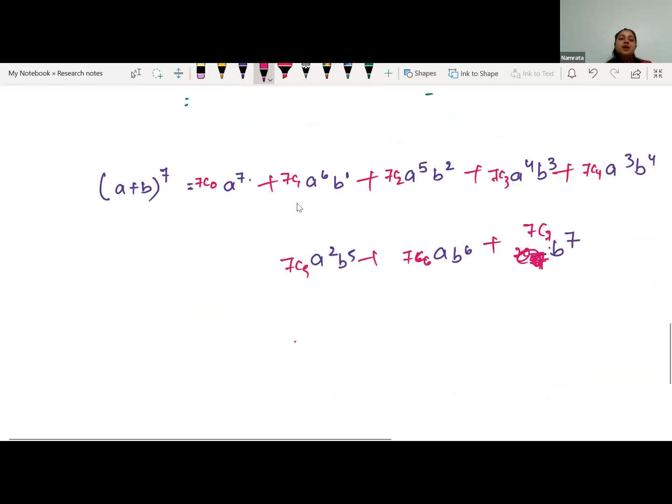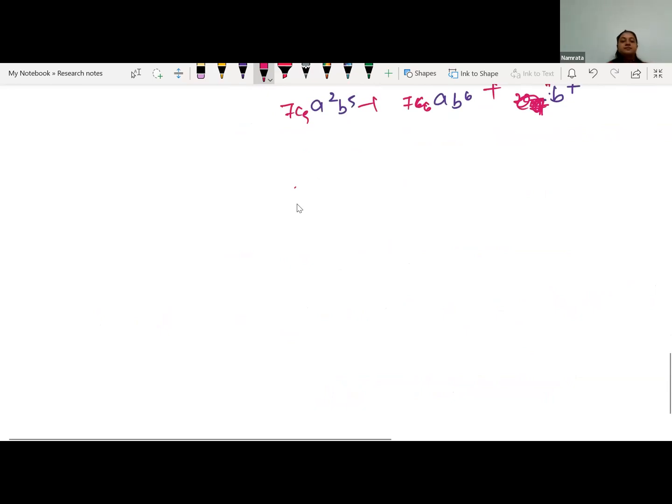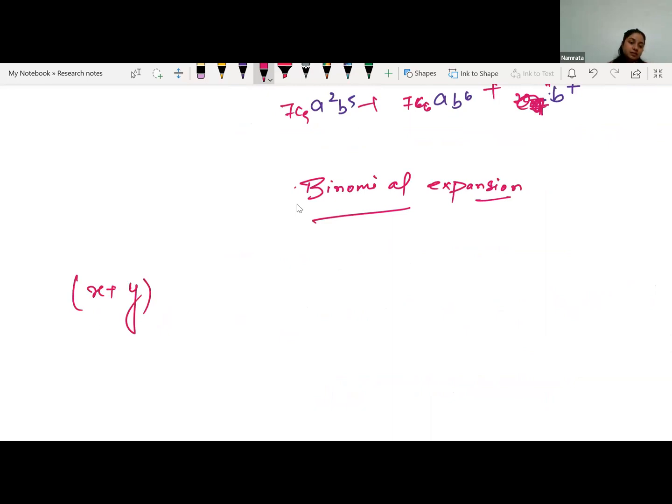And now let's write the formula. The formula of binomial expansion says that if we are having (x + y)^n, then first nc0, x to the power n, y to the power 0. Okay. Then nc1, x to the power n minus 1, y to the power 1.